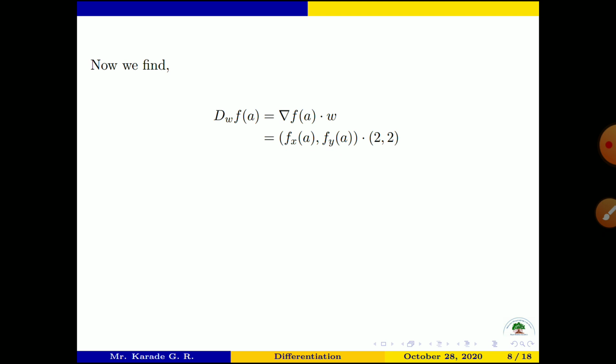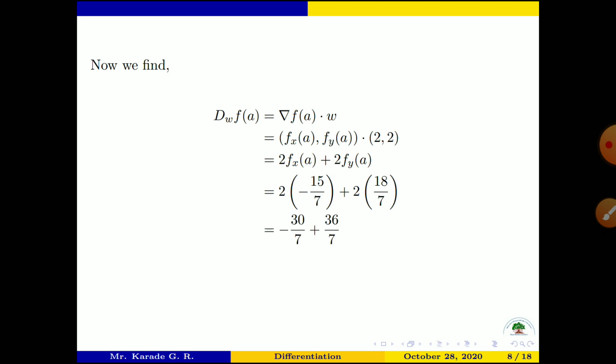In the next step we write the definition of gradient. Fx at a comma fy at a dot product with vector w, which is 2 comma 2, and if we take the dot product with this vector, what we get is a scalar quantity, 2 times fx at a plus 2 times fy at a. It is equal to 2 into minus 15 upon 7 plus 2 into 18 upon 7. So if we solve this we get minus 30 upon 7 plus 36 upon 7, and finally we get 6 upon 7. So Dw f at a is 6 upon 7.